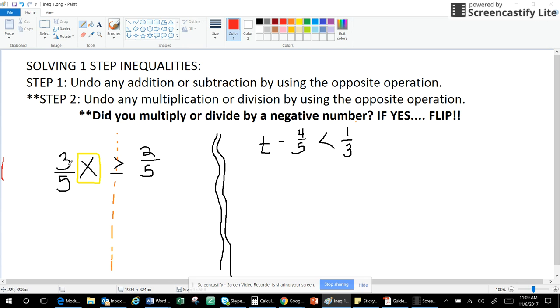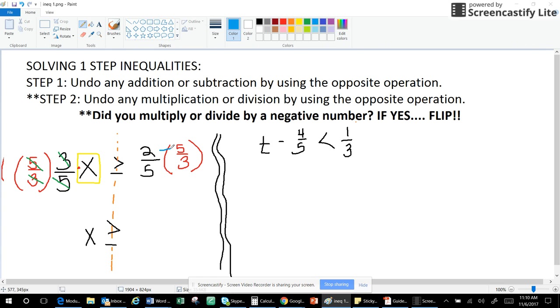So we should be thinking to ourselves, okay, I have multiplication of a fraction. When I divide by a fraction, because I'm going to be dividing to get rid of this 3/5, what I'm actually doing is multiplying by the reciprocal. So I'm going to multiply both sides by 5/3 in order to get this guy to cancel off. And what happens? Well, 5's cancel, 3's cancel, leaving me with just the x. I did not multiply or divide by a negative number, so my inequality symbol is going to stay the same.